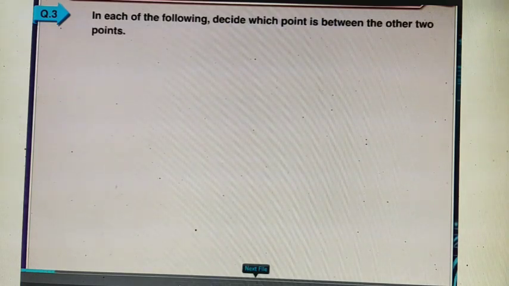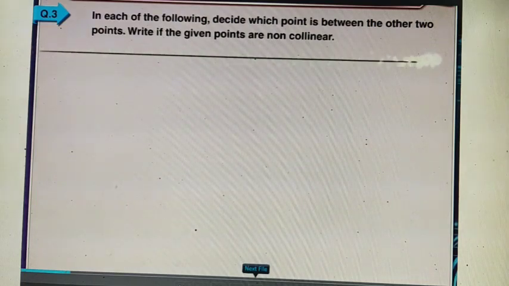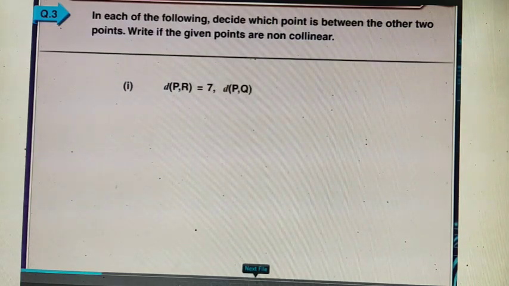Question number 3. In each of the following, decide which point is between the other 2 points. Write if the given points are non-collinear. First, distance between PR is equal to 7. Distance between PQ is equal to 10. Distance between QR is equal to 3.